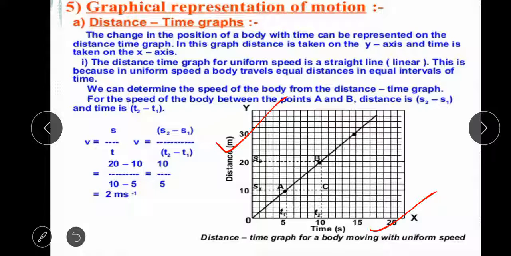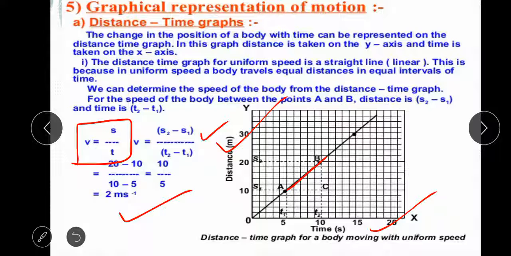We can determine the speed of the body from the distance time graph. For the speed of the body from point A to B, you have the formula V is equal to S by T. Now S is equal to S2 minus S1 for two different points, and T is equal to T2 minus T1. Now putting these values, you get 2 meter per second.